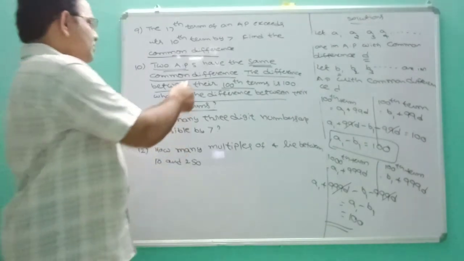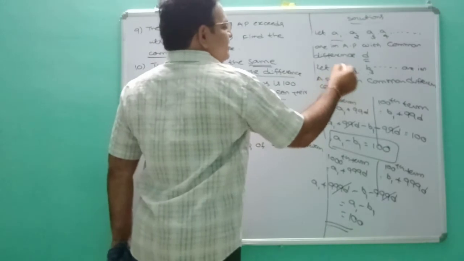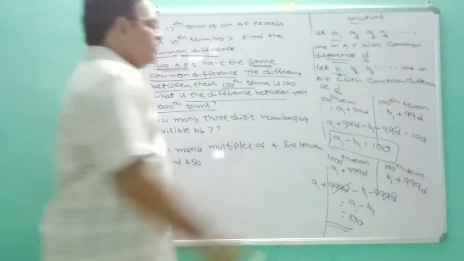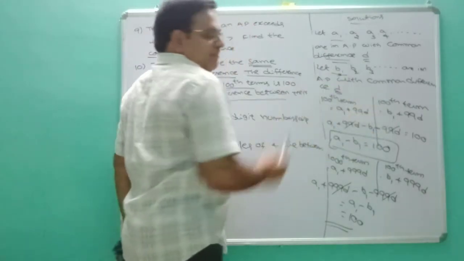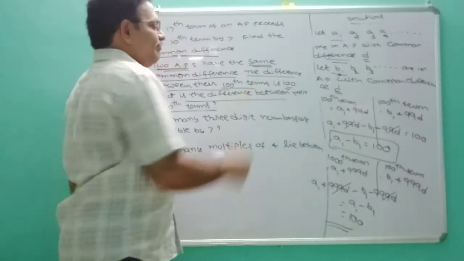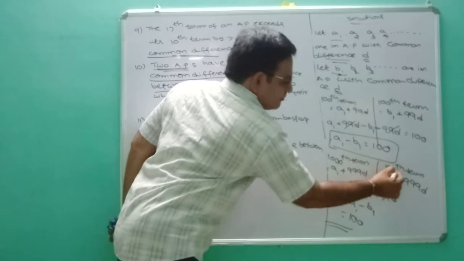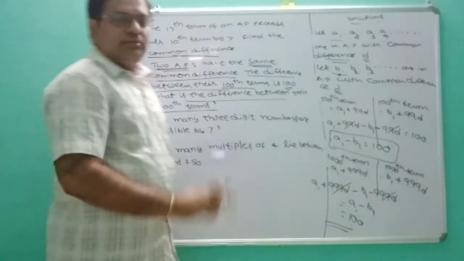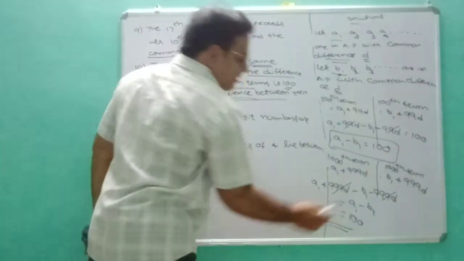How to solve? First you take two APs. The common difference will be the same. Now you find the 100th term of the first AP and the 100th term of the second AP. The difference given is 100 in this question. Based on this, I am taking the 1000th terms. Now the question is the difference between the 1000th terms, and subtracting, you get 100.